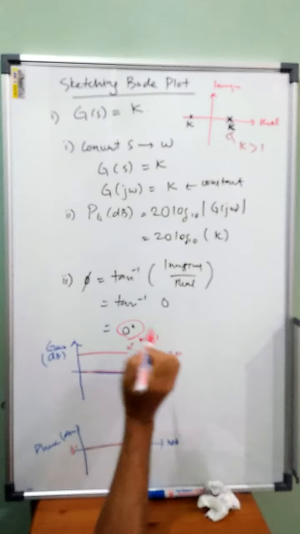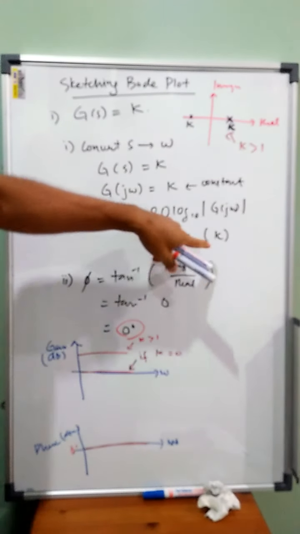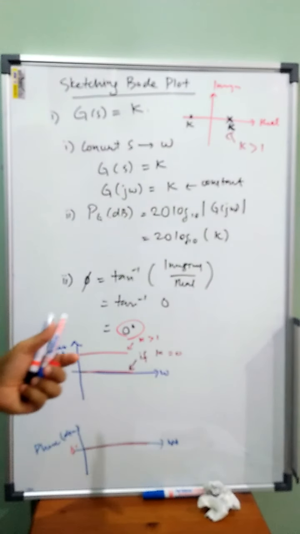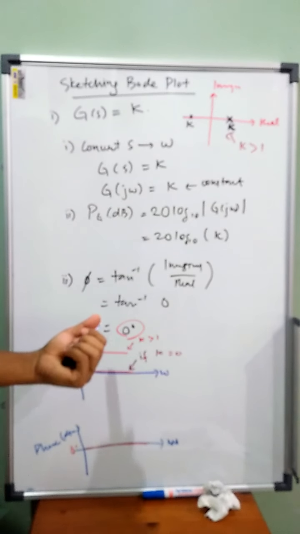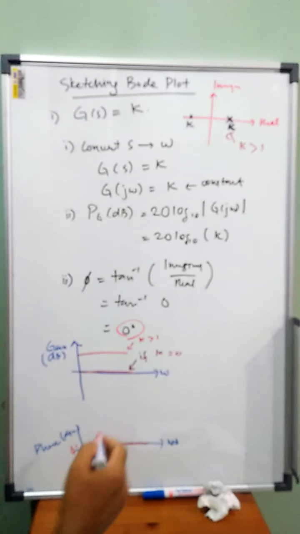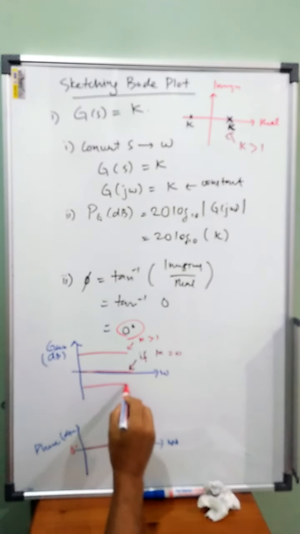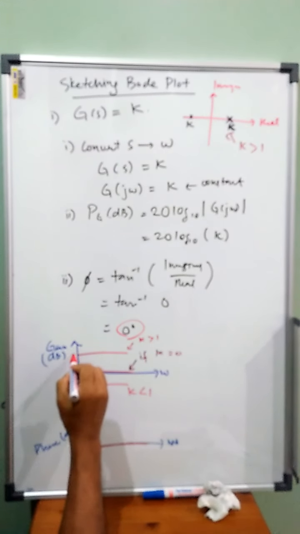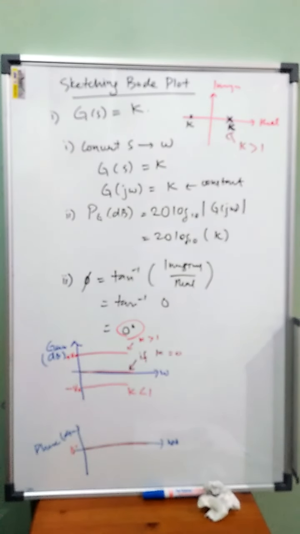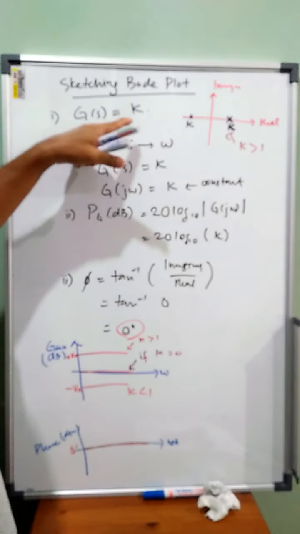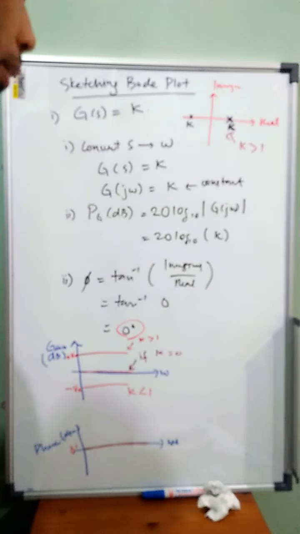Okay. K greater than 1. If K less than 1, for example K is 0.1, 0.3, K is half, quarter, this is less than 1. So for K less than 1, our gain will be negative. K less than 1, so negative, and K greater than 1, positive. Okay, that's all for G(s) equal to K, that's equal to constant. Thank you.